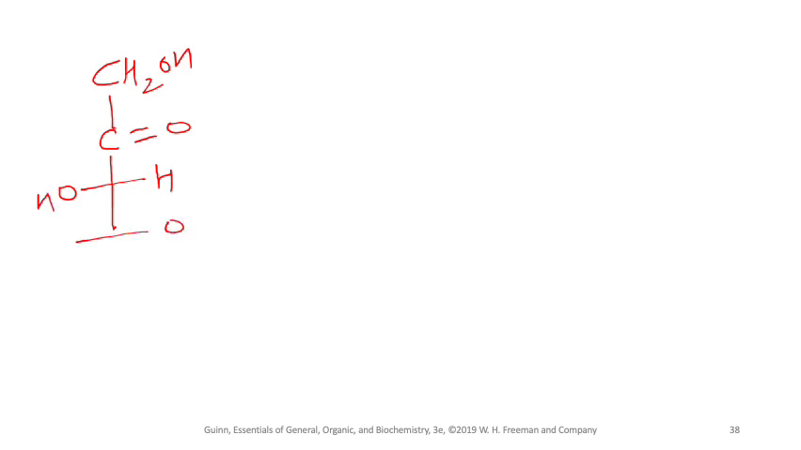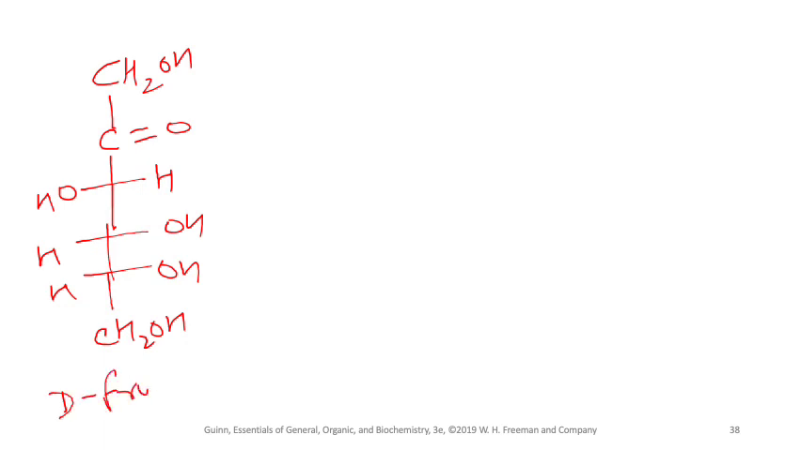Let's do one more example with fructose, the second kind of monosaccharide. So that's your fructose, CH2OH. Then you have carbon, C double bond O. Then you have H, OH. Then you have OH, H. Then you have OH, H. And then at the last you have CH2OH. And this is your D-fructose.